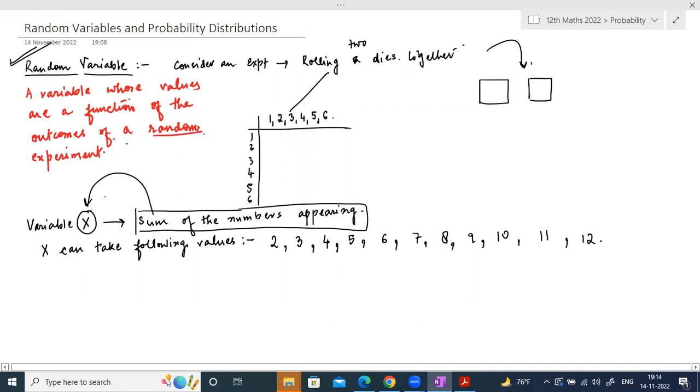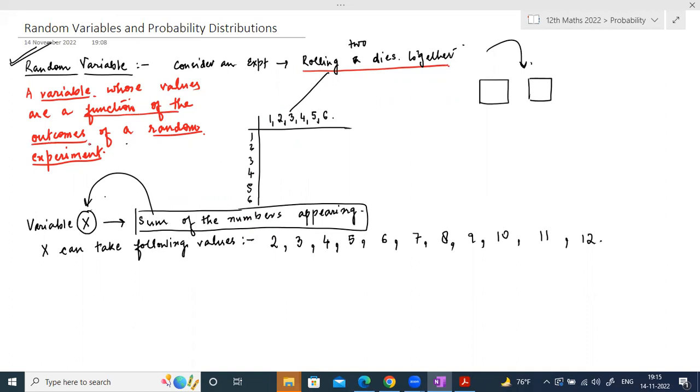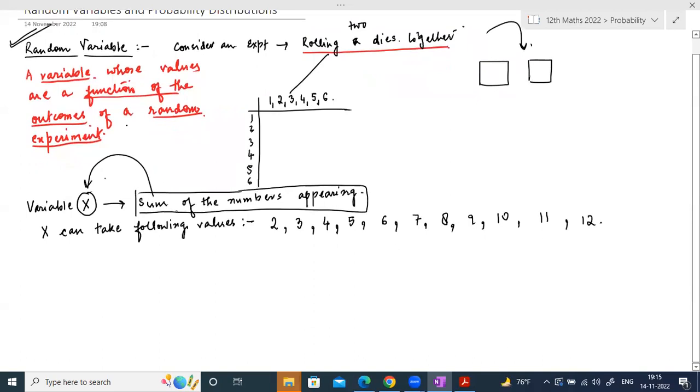There was a random experiment. Why it is random? Because the outcomes are random. Anything can happen, right? So there was a random experiment of rolling 2 dice, and we associated a variable for this experiment, the sum of the numbers appearing. This is the name of the variable. And we see that the values of this variable depend upon what outcomes can come. That is why we are saying that this variable is a function of the outcomes of this experiment. So this is clear.